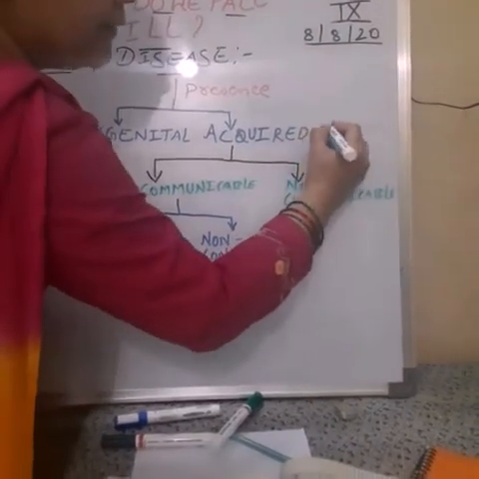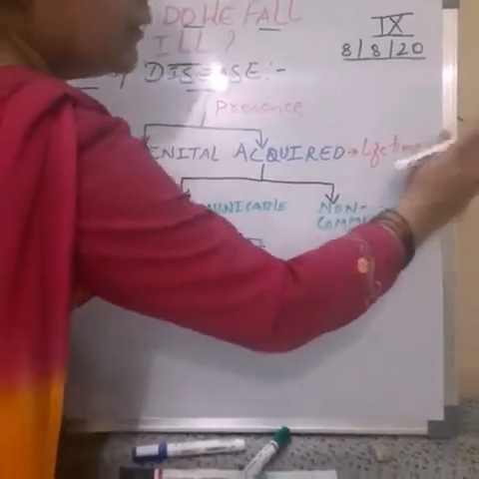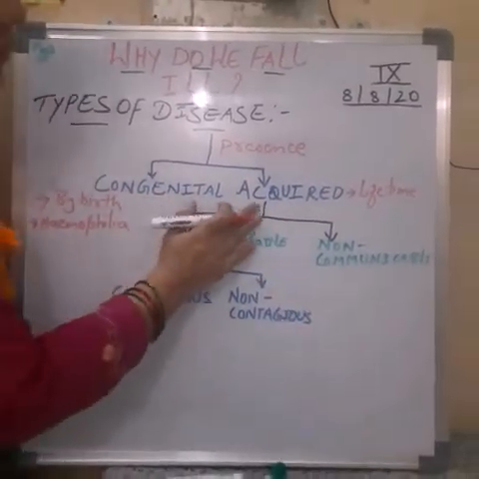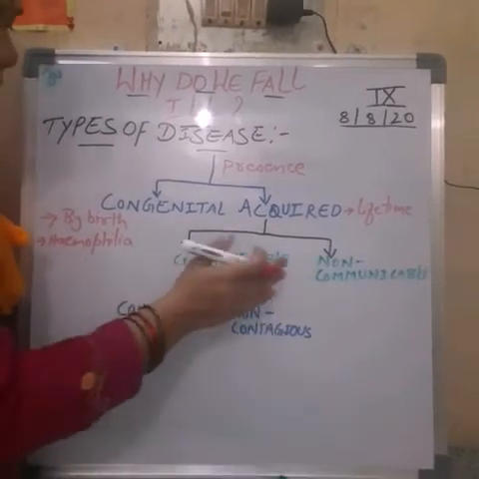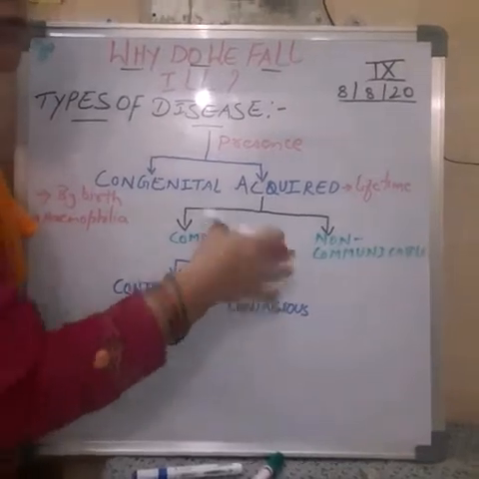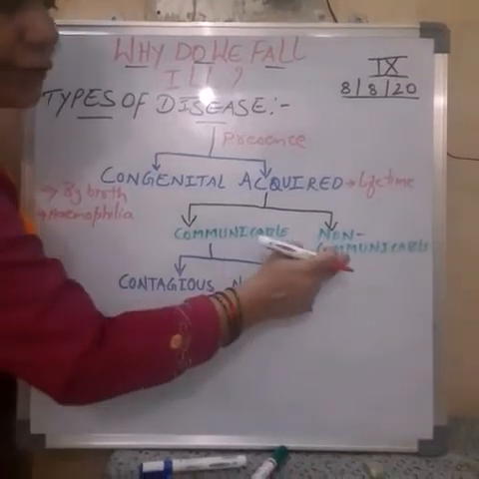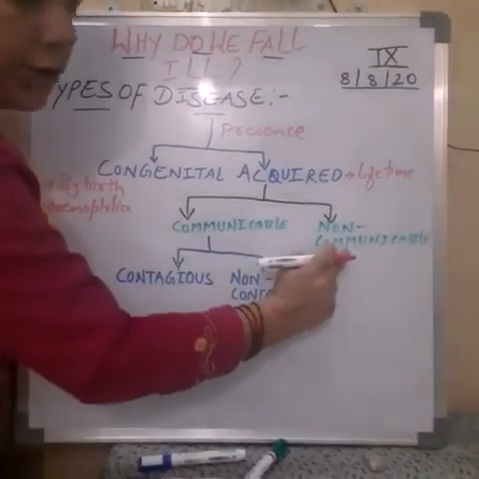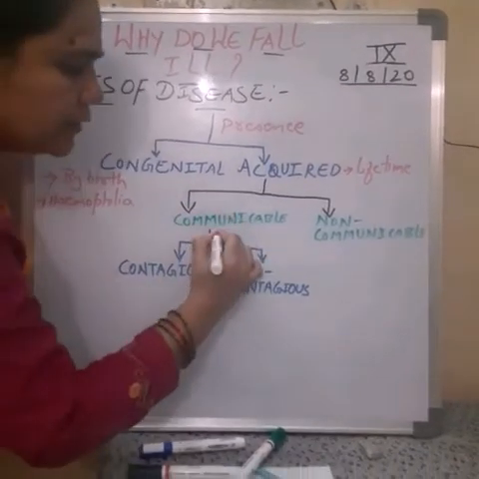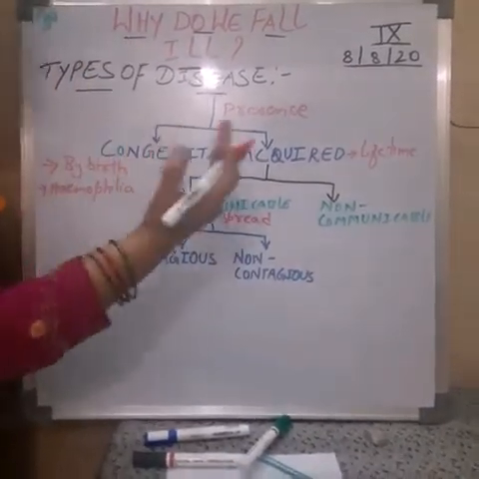Coming to acquired. Acquired means the diseases which we get during our lifetime are called acquired. Then the next question comes, how have these diseases been acquired? Is it because of person to person contact or due to some changes within our body? So based on that, there are two: those which spread and those which do not spread. So communicable and non-communicable. Okay, so coming to communicable disease. Communicable, as the name itself says, are those which spread from one place to another or one person to another.